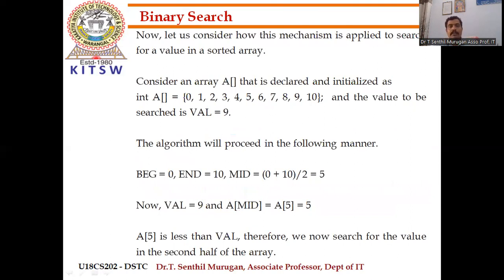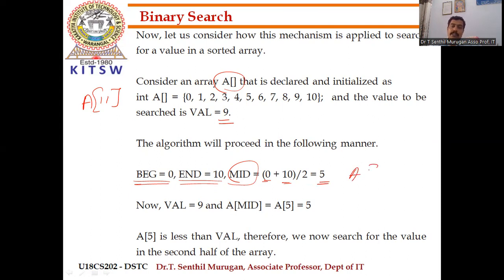Take this example. Array A is declared with 11 values; A of 11 is there, and we are able to store 11 values, including index 0. The value to be searched is 9. We want to search whether 9 is there or not. How will it work? Initially, beginning is 0 and ending is 10. The first index is the beginning and the last is 10. We have to find the middle value: beginning plus last, 0 plus 10, 10 by 2, which is 5. So the middle is 5.